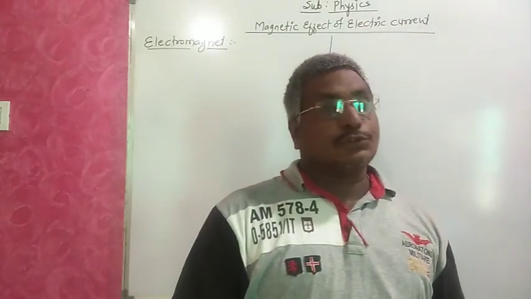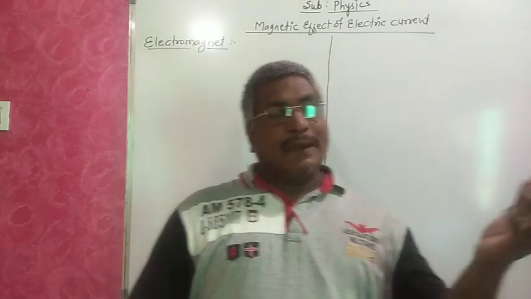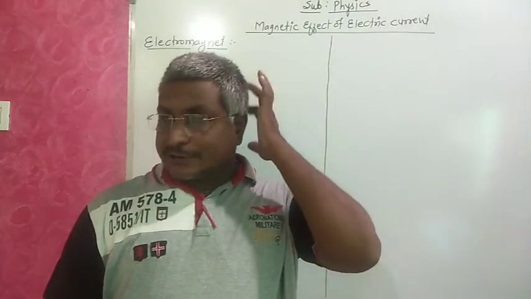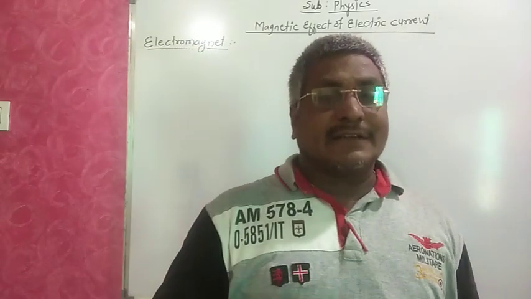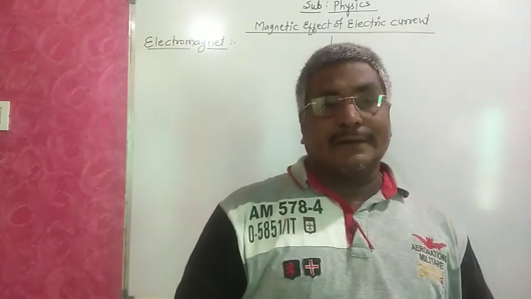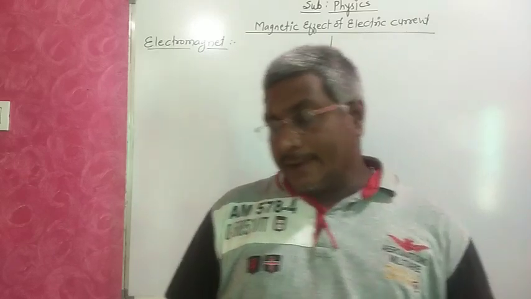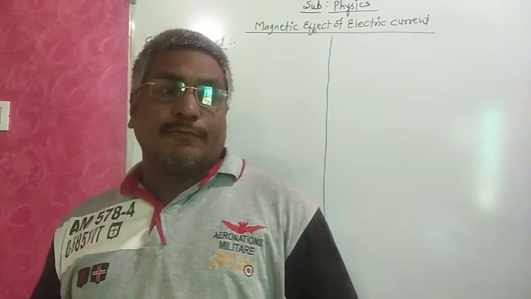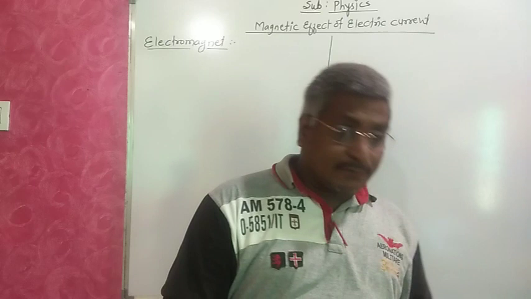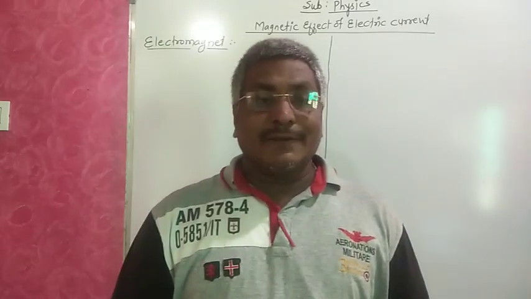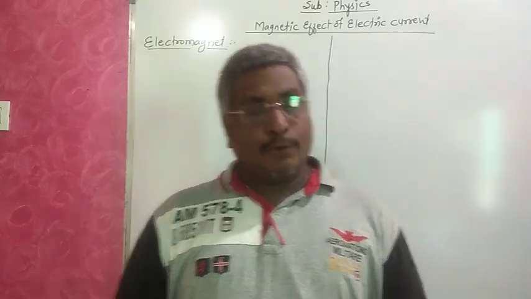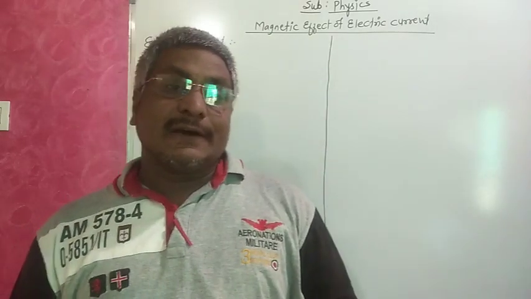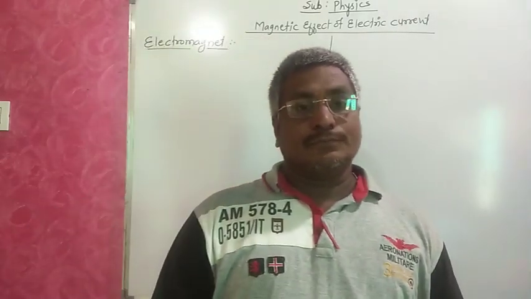In the pattern due to a straight conductor, we got concentric circles around the conductor, and from that pattern we got one rule. That rule we called Maxwell's right hand thumb rule. What is the name of that rule? Maxwell's right hand thumb rule.